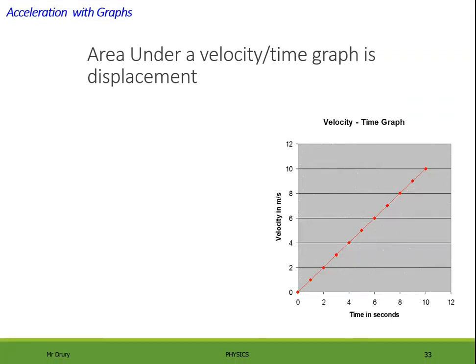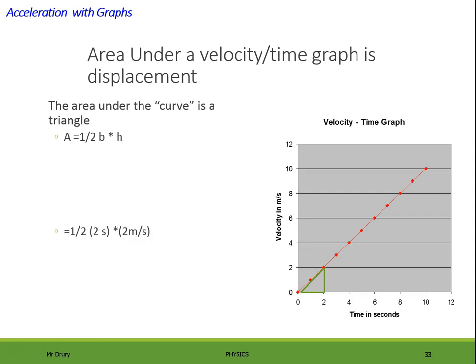All right, let's talk about the area underneath a velocity time graph. All right, we have a curve. I'm using the generic term curve. In this case, it happens to be a line, but it works for any shape curve. It happens to be a triangle, so I'm going to use the equation 1/2 the base times the height. In this case, the base is 2 seconds and the height is 2 meters per second. Notice that if I look at the units, seconds cancel out, and I'm left with 2 meters.